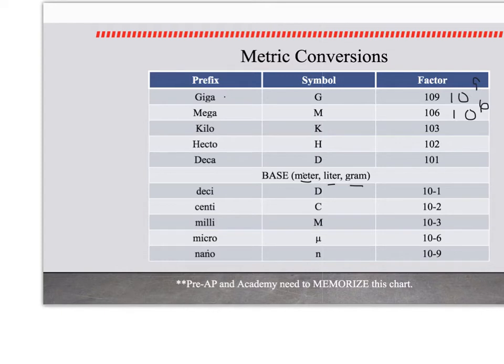Giga has a factor of 10 to the 9th, mega has a factor of 10 to the 6th, kilo has a factor of 10 to the 3rd, hecto has a factor of 10 to the 2nd, and then deca has a factor of 10 to the 1. Everything else on the bottom, 1, 2, 3, -6, -9, that's all correct. If you look down at the bottom real quick, pre-AP and Academy, you need to memorize this chart. You need to know that a gigameter is a factor of 10 to the 9th, all the way down to nano, which is a factor of 10 to the -9, and the symbols as well.